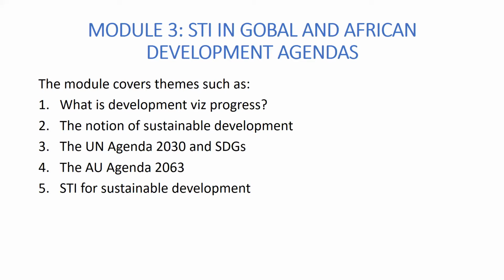Then end this module by looking at how science, technology, and innovation will contribute, or may contribute, to sustainable development, with emphasis on, again, the role that policy plays to steer science, technology, and innovation to attain sustainable development. So those are the 5 themes that we are going to cover in Module 3.